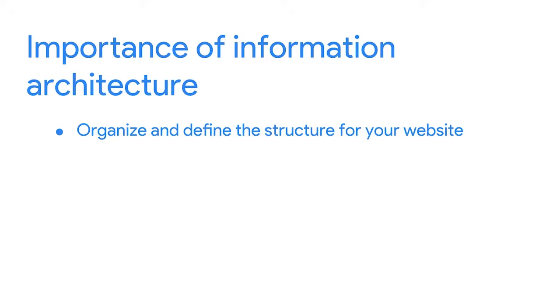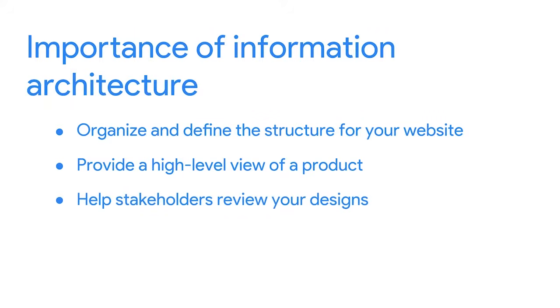An organized website is easy to navigate. Also, IA can provide a high-level view of a product. Understanding how the elements of a website fit together and relate to each other can improve your design process. In addition, IA helps stakeholders review your designs. Stakeholders can evaluate whether the content in the site or the app is the correct type of content and if it's placed in the appropriate places to help achieve business or product goals.